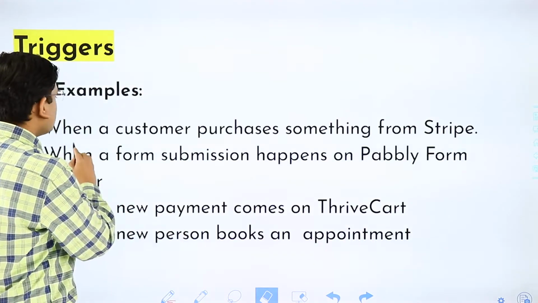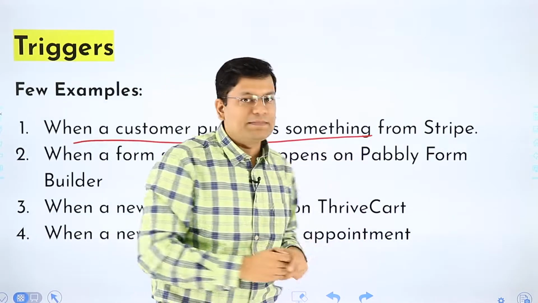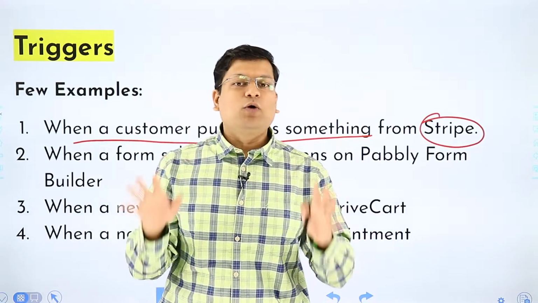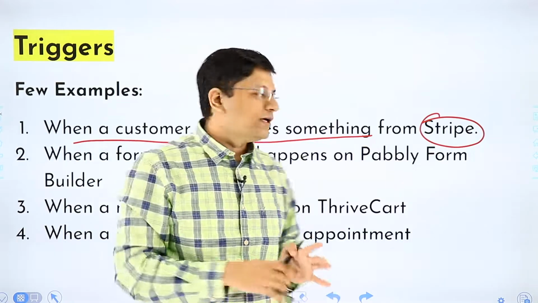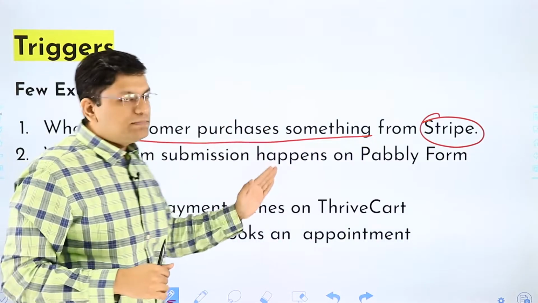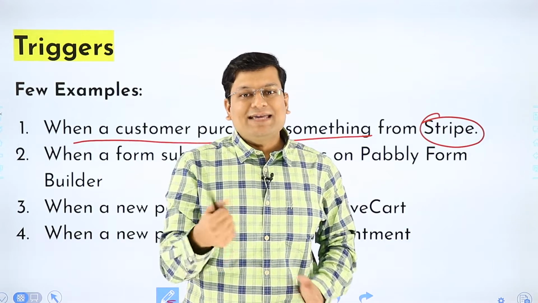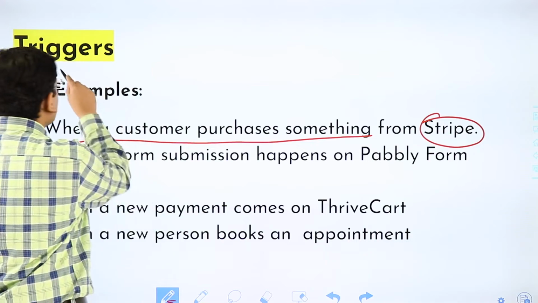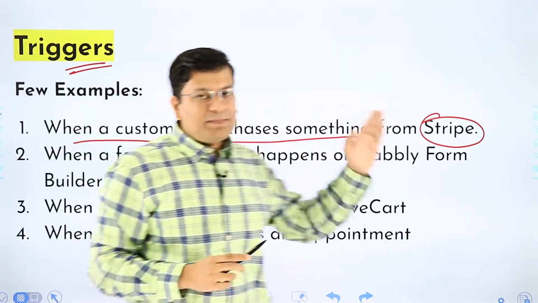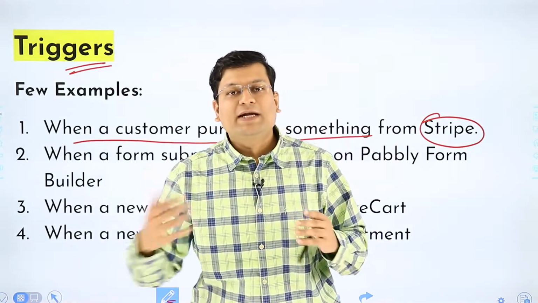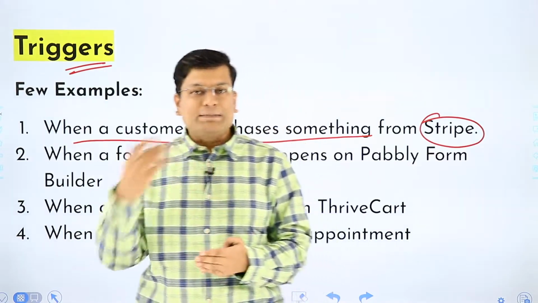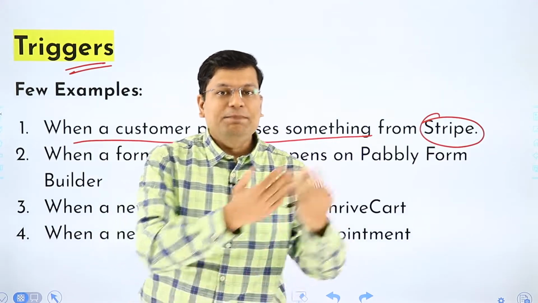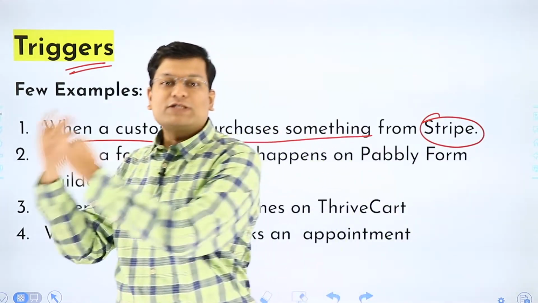The very first example is when a customer purchases something from Stripe. Although I mentioned Stripe right here, imagine it can be just about any cart software. When someone purchases something from you, that is an event that is happening. When an event happens, you can tell that it's a trigger, because if someone purchases something from you through one software, it is a trigger event and you want to do something after that.